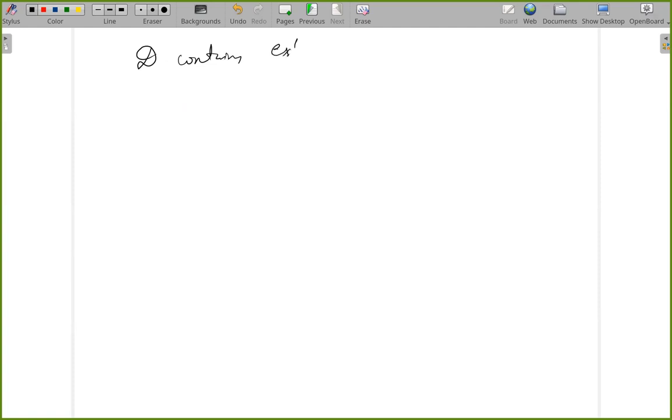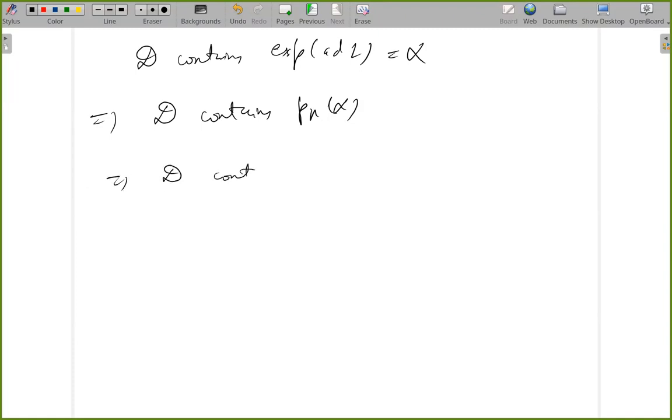contains any holomorphic function of ad L, right? If I have a Banach algebra, it contains an element A. If I take any holomorphic function of A, the same Banach algebra contains it, holomorphic function calculus. But exponential of ad L is nothing but alpha. So D definitely contains alpha. This implies D contains polynomials in alpha, P and alpha. This implies D has to contain lambda. So the moment D contains ad L, automatically you get that it contains lambda. The question is whether lambda is equal to ad L.